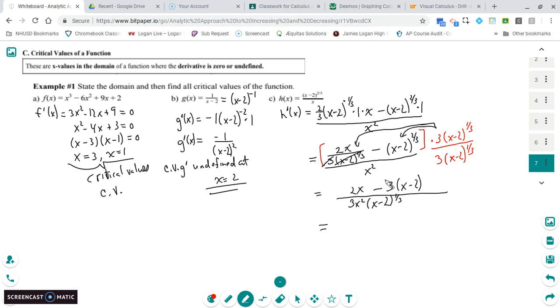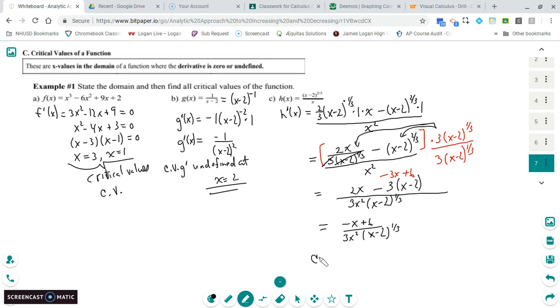Okay, so this is 2x, and then I'm going to combine like terms and all of that. If I distribute this, I get negative 3 times x, so negative 3x, and negative 3 times negative 2 plus 6. So now I can combine my like terms. 2x minus 3x is negative x, and then plus 6. All divided by 3x squared times x minus 2 to the 1/3. Okay, now we haven't even answered the question. That was just getting that first derivative, right?